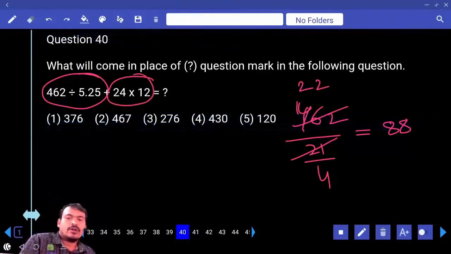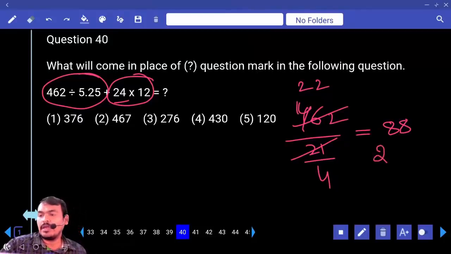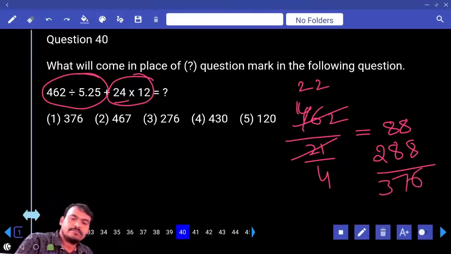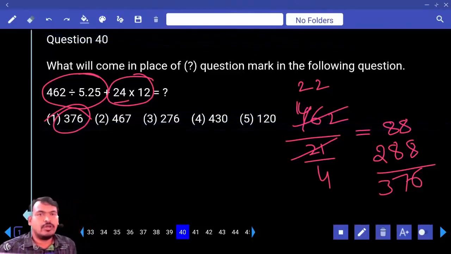12 times. What is the 12 square? 144. Actually 24 means 12 into 2, or not? What are 12 12s? 144. Again 2 times, or not? What is the 2 times of 144? 288. Total, these two are adding or subtracting? Adding. Total it is 376. Which one? First option, or not?